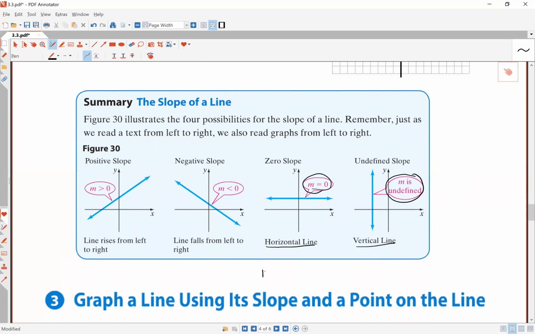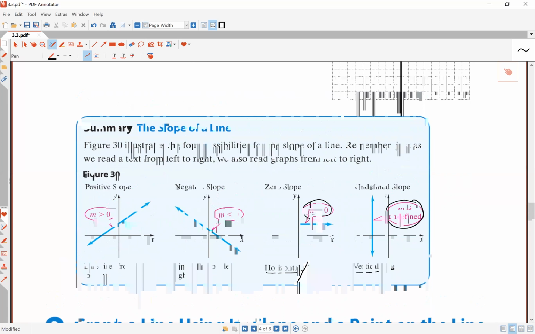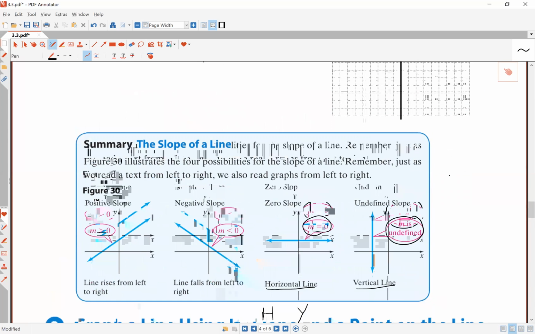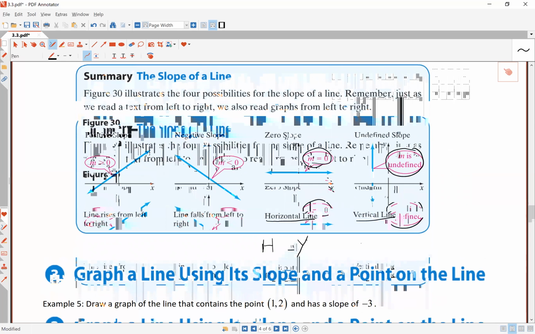We've seen already that horizontal lines, their equations always have y equals in them because they're fixed at a y value. We've seen that vertical lines have equations that have only x in them. And now we insert their slopes in the middle of those letters. We use a 0 for O and a U for undefined in the vertical.